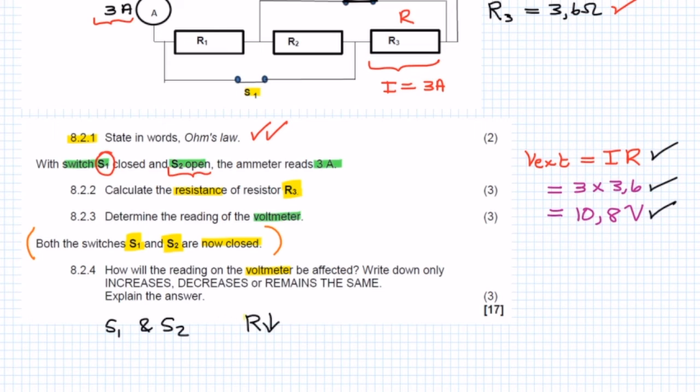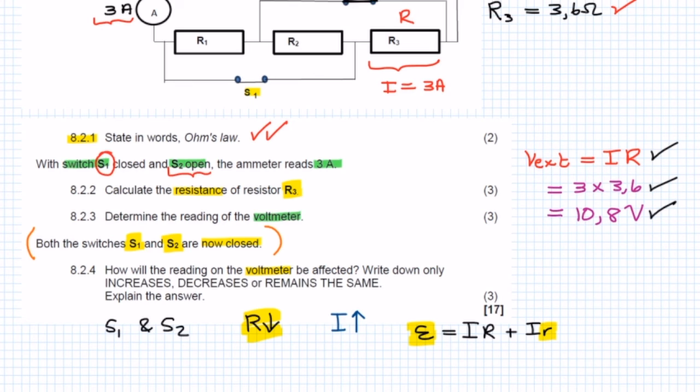Now, if the resistance decreases, then it means that the total current flowing through the circuit is going to increase. Resistance is opposition to the flow of current. So, if the resistance decreases, it means there's less opposition to the flow of charge, and therefore the current increases. Now we need to go back to the formula. E equals I capital R plus I small r. There are two values that are constant in this formula. Firstly, the EMF is constant, and secondly, the internal resistance is constant.